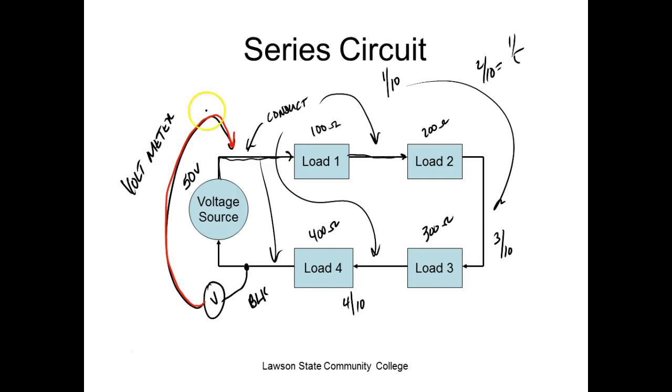If I come over here, this guy here is going to drop what? 1/10. What's 1/10? It would be 5 volts. So this guy right here would measure what? It would measure 45 volts. That makes sense? And then I come around, and I come around, and I come around, and when I hit back here, if I put my red lead right there, what's it going to measure? It's going to measure 0.